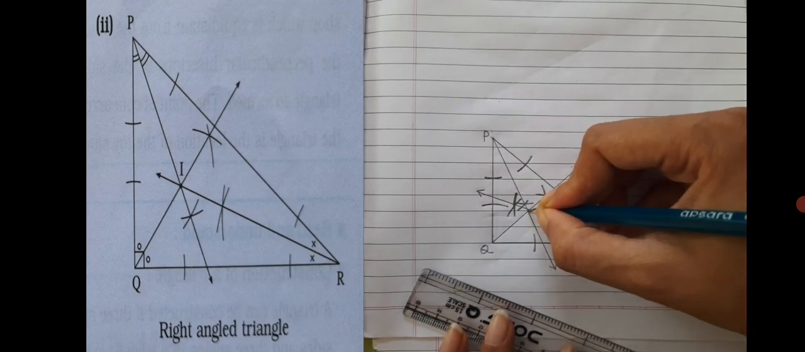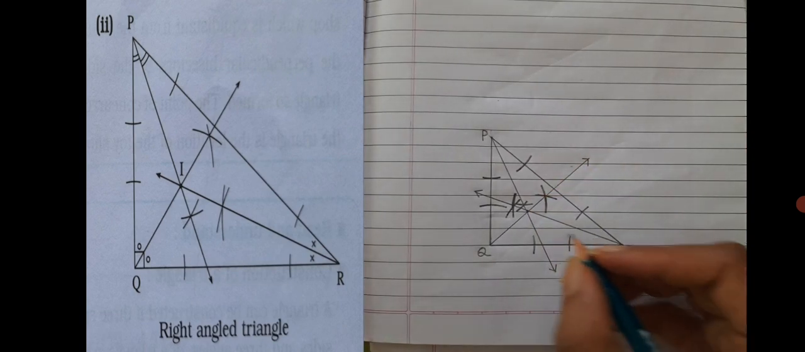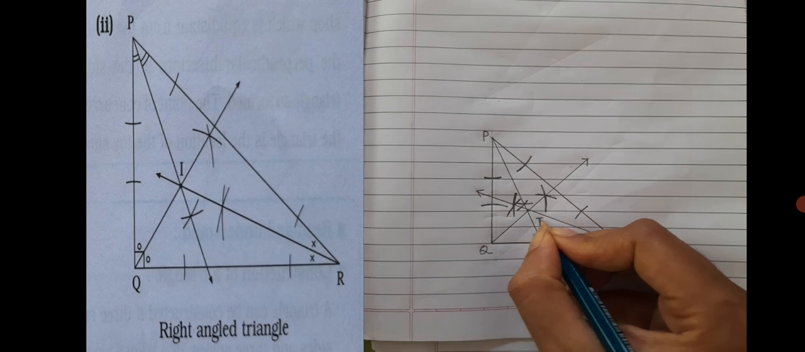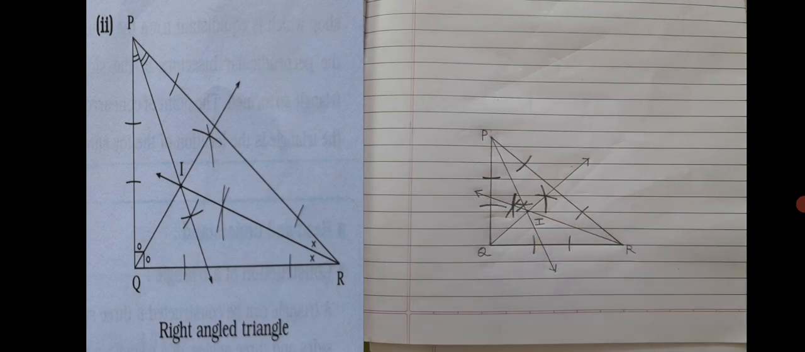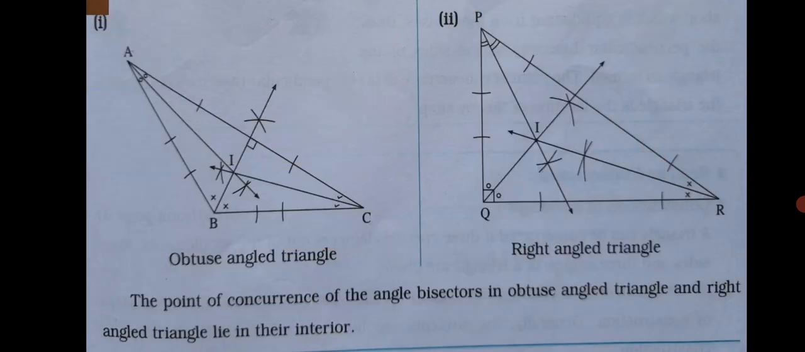You will note that all the angle bisectors of the right angle triangle are meeting at one point inside the triangle, which we represent with letter I. So this way we come to know that the point of concurrence of the angle bisectors in obtuse angle triangle and right angle triangle lie in their interior. So you can write your answer like this. Once you have constructed both the triangles, you write your answer. The point of concurrence of the angle bisectors in obtuse angle triangle and right angle triangle lie in their interior.